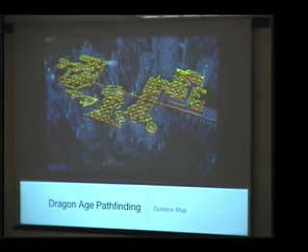So this is one of the largest maps in the games. This is a place called Ostagar. If you go to Dragon Age's website, you'll see a lot of videos in Ostagar. And so this is actually, you can see, a very large map.